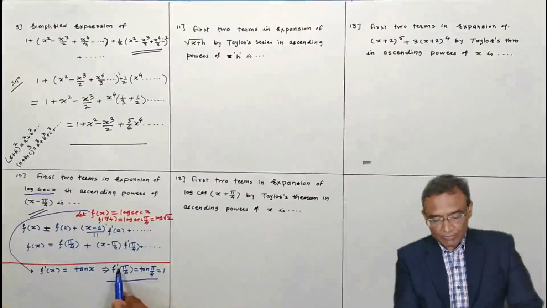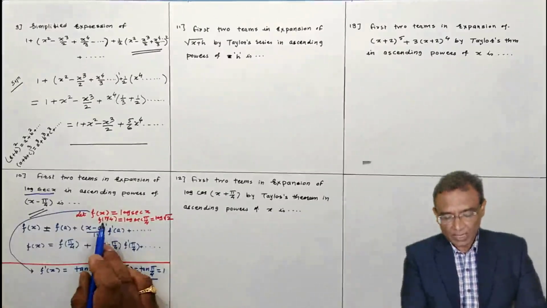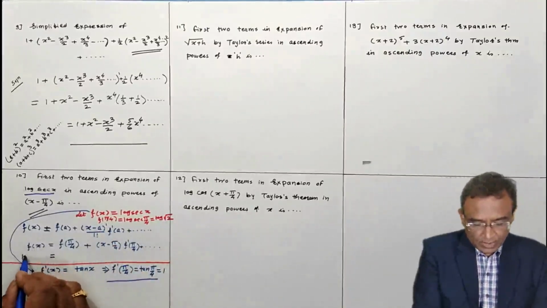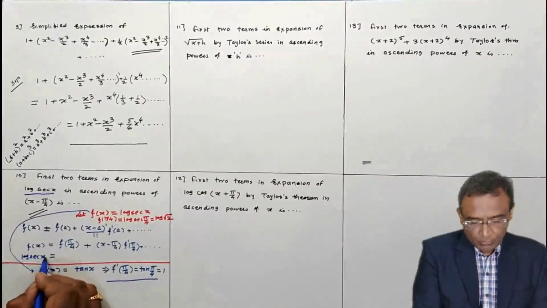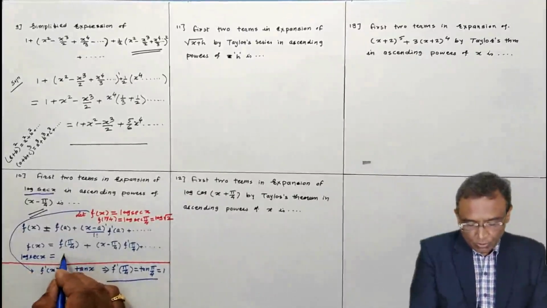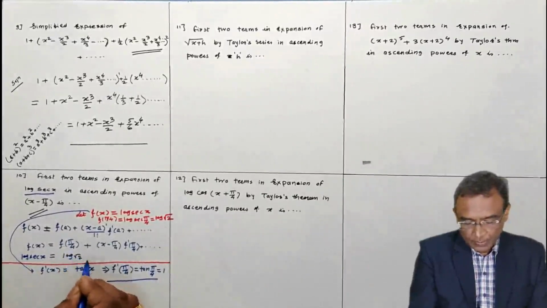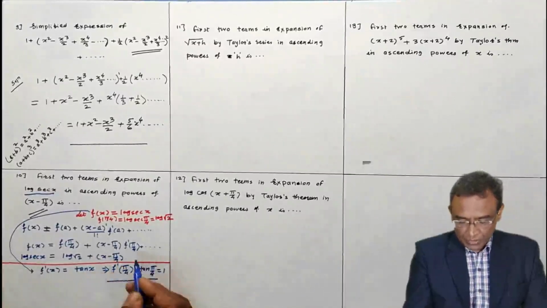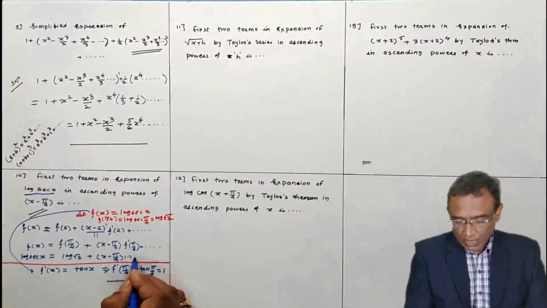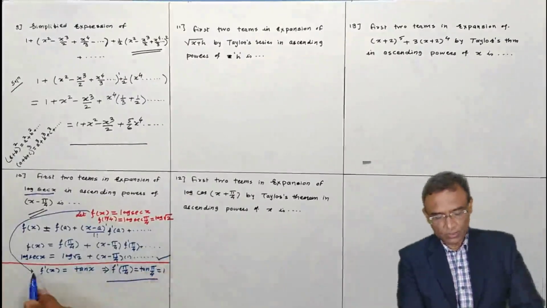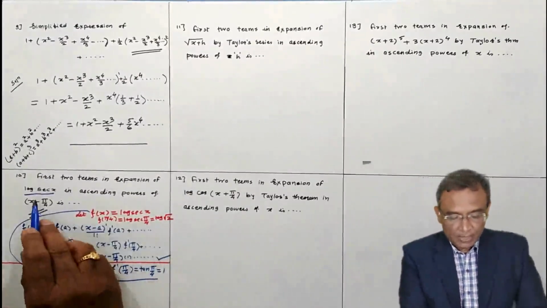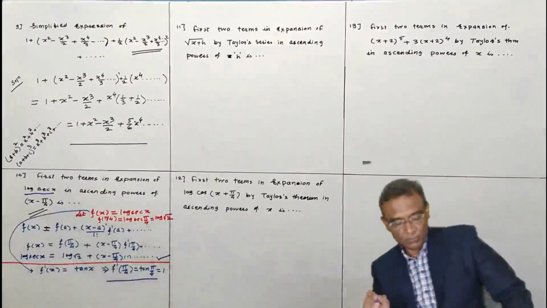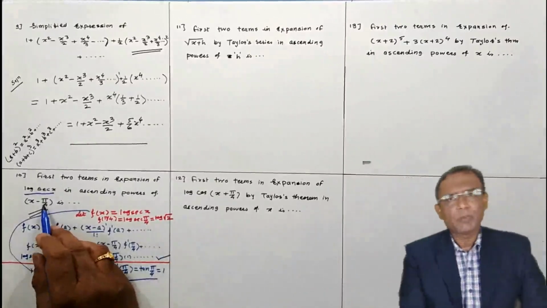Putting the value of f dash of pi by 4, which is 1, and f of pi by 4, which is log of root 2, separately found, I am putting here: f of pi by 4 is log of root 2 plus x minus pi by 4, f dash of pi by 4 is 1, and so on. Okay, this is the correct answer. We have expanded the function log of sec x in ascending powers of x minus pi by 4. This pi by 4 may be replaced by any other constant.